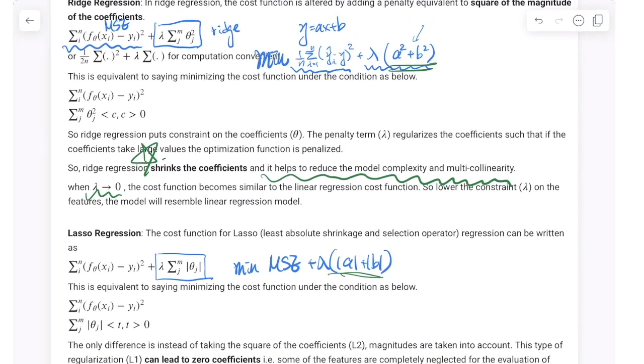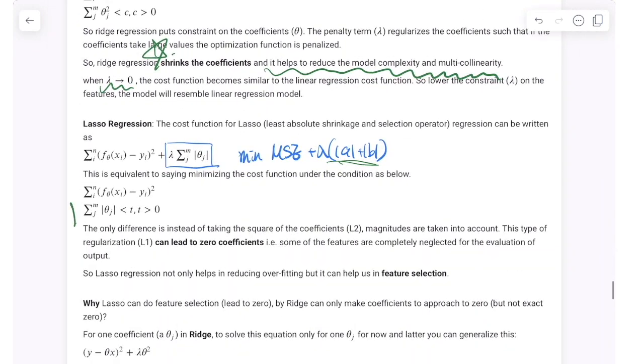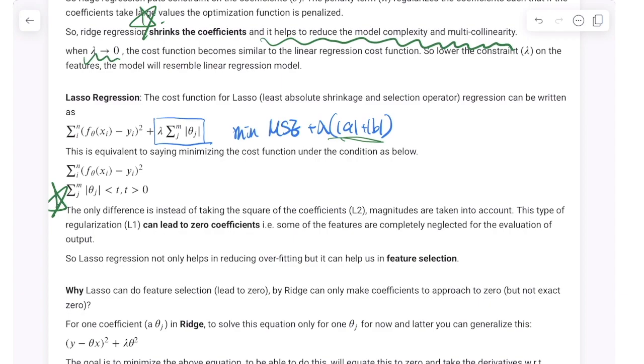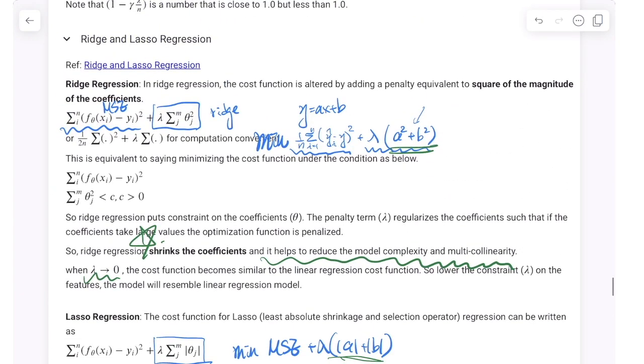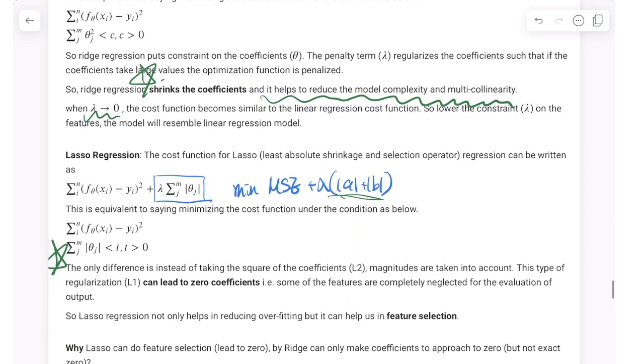Okay, and right here, for ridge regression, because there's a square right here, we also call it L2 regression, okay, and because that is absolute value, lasso is also called L1 regression, okay.